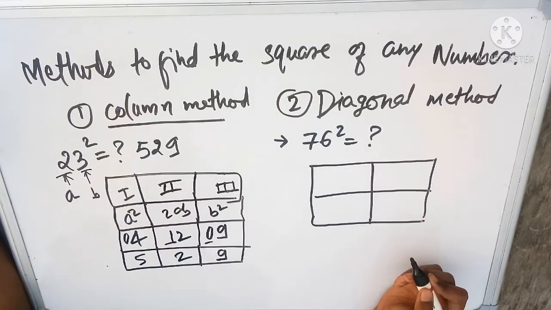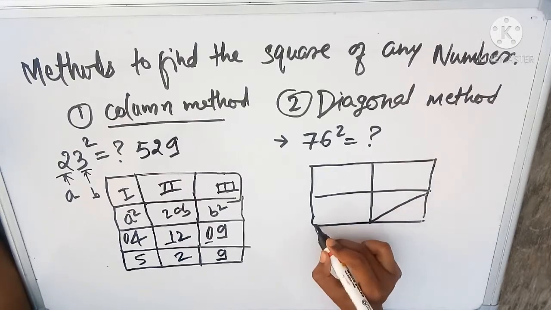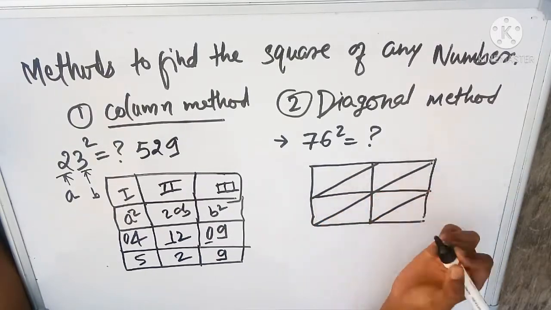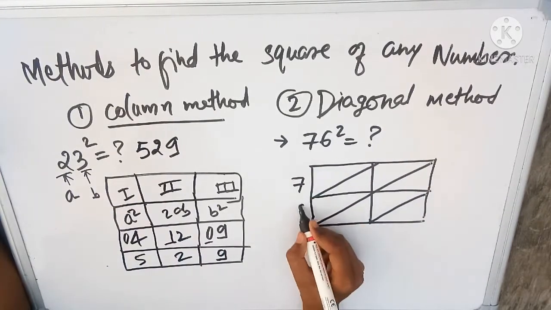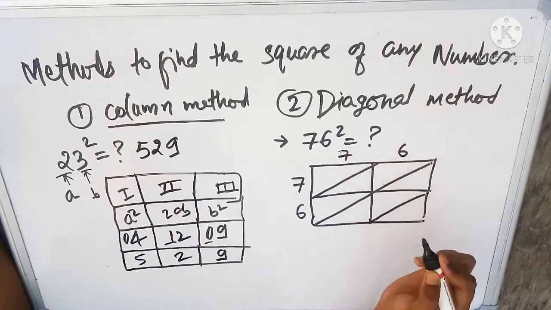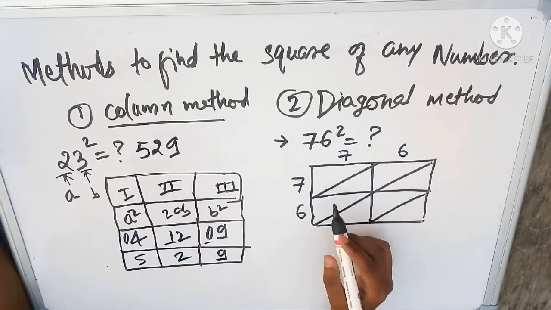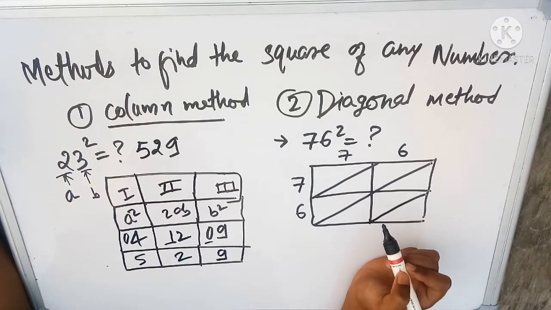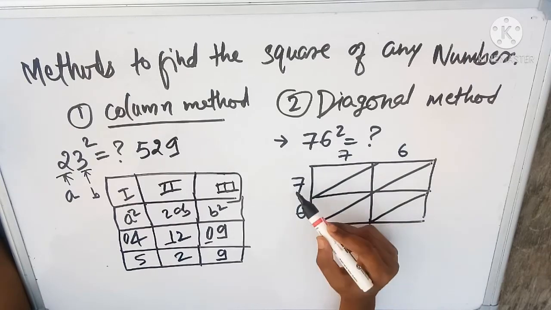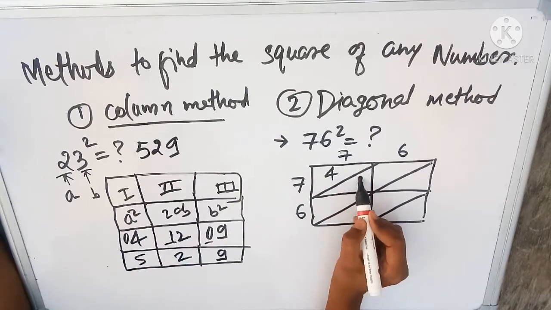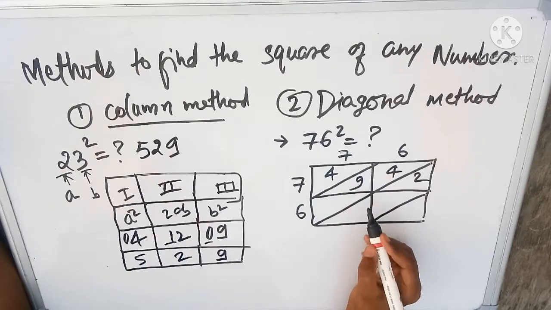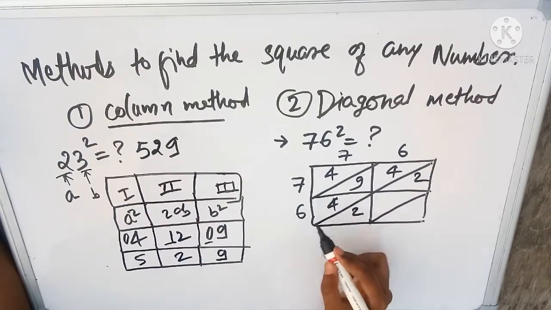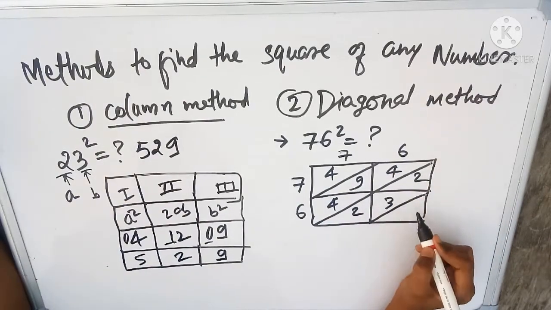like this. The next step is we will cut diagonally the boxes into half. Step 3 is we will write the numbers over here. And step 4 is we will multiply these numbers. 7 multiplied by 7 is 49. 7 multiplied by 6 is 42. 6 multiplied by 7 is 42 again. And 6 multiplied by 6 is 36.